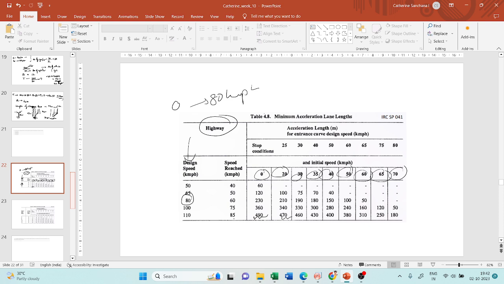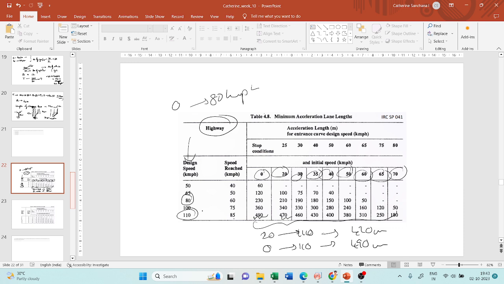Similarly, let us take for example 100 kmph. For the vehicle to reach speed from 20 to 110, it requires 470 meters. Whereas if the speed has to go from 0 to 110, it requires a much higher distance, right? So if you see, it will be of the decreasing order.